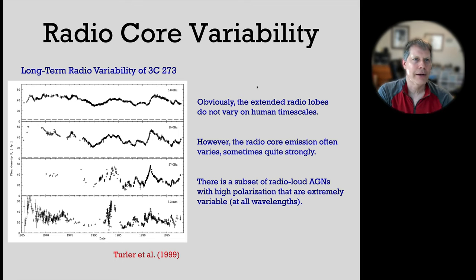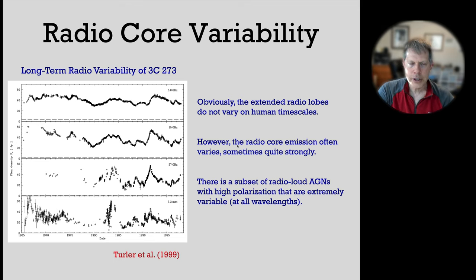Another point I want to make about the radio emission before we move on and start talking about morphological classification is that I want to say a few words just about radio variability. Well, first of all, obviously the extended radio lobes, given their enormous extent, do not vary on human timescales. Now, on timescales of many millions of years, they surely do vary, as I talked about, because these sources are in the process of growing over time. But on human timescales, they don't vary to any significant degree.